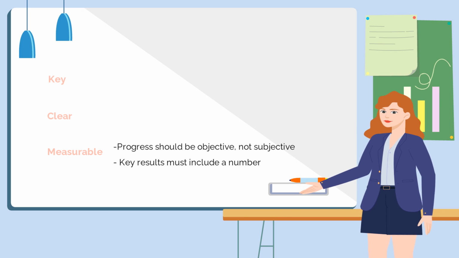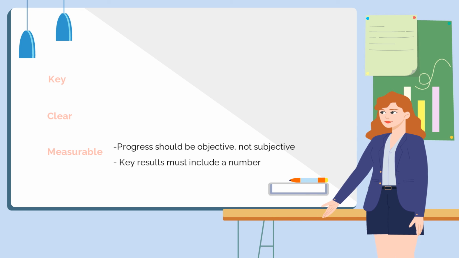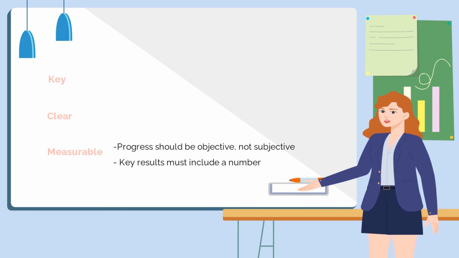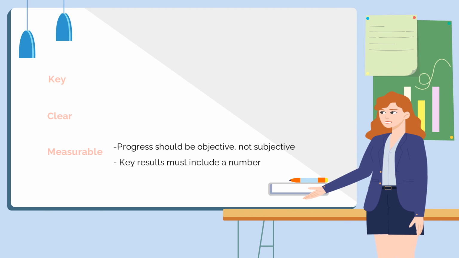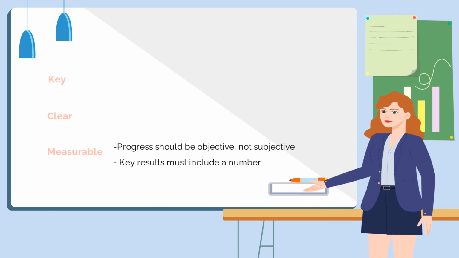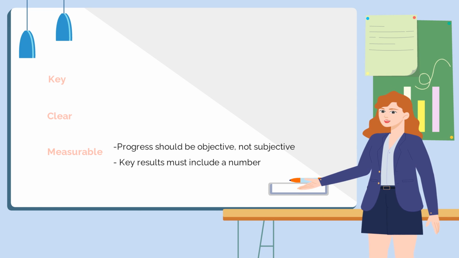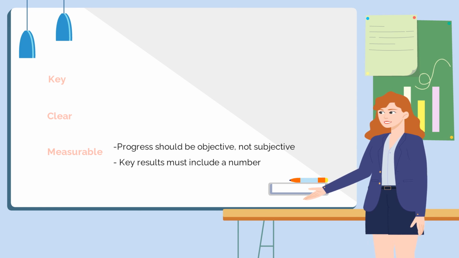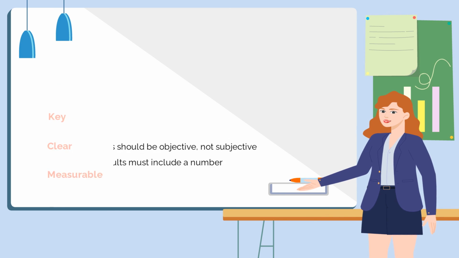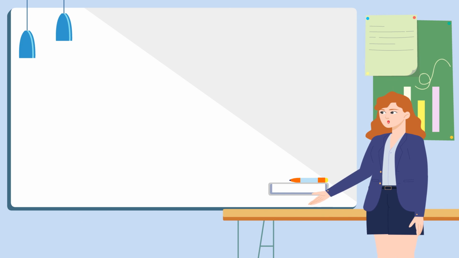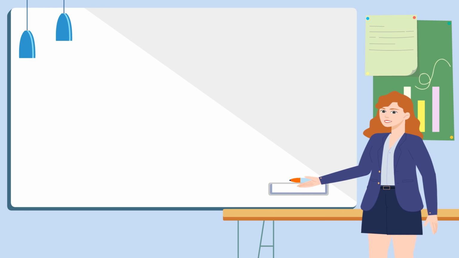OKRs should be difficult, not impossible. A strong OKR is aspirational, meaning achieving 70% of your target should be considered a huge success. Research tells us that you achieve more when you set the bar high. Write your OKRs using stretched goals and shoot for the moon. The thinking is, even if you miss, you'll land among the stars.